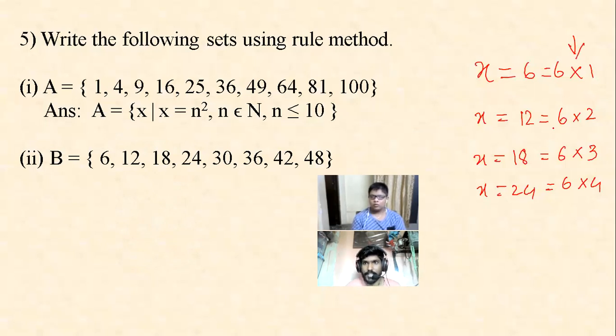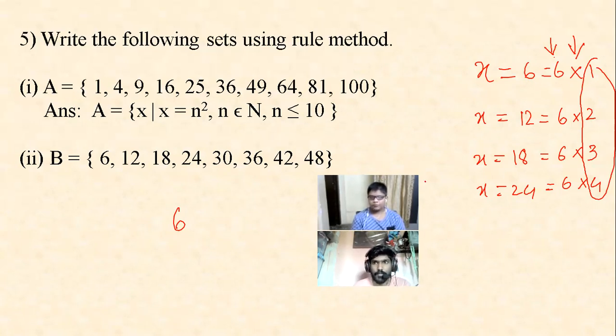x is 6 into 1, then x is 6 into 2, then 6 into 3, then 6 into 4. What is same and what is changing? The table is same, but the multiplier is different. 6 is same, but this is changing. But how is it changing? 1, 2, 3, 4. It increases slowly, one number next. But what are 1, 2, 3, 4 and all? Set of natural numbers. Natural numbers, correct.